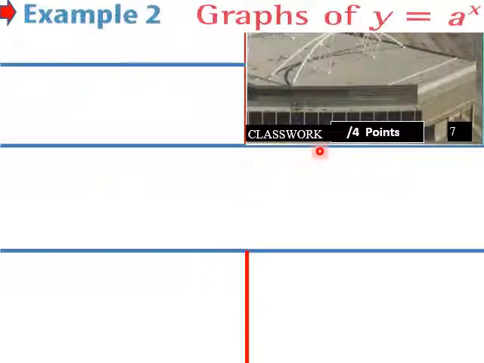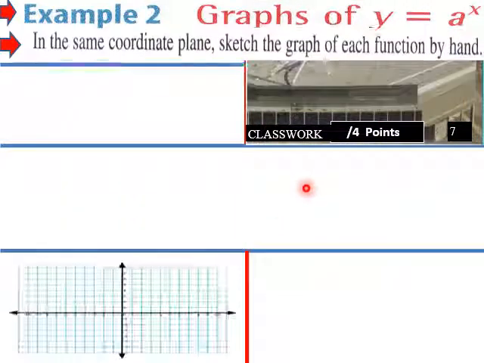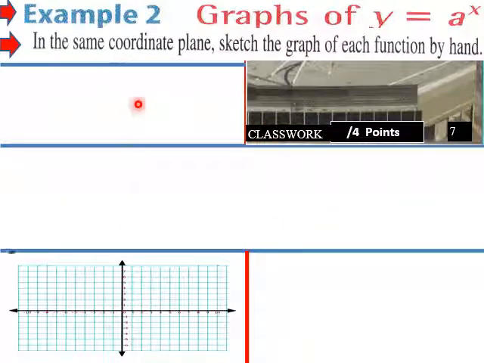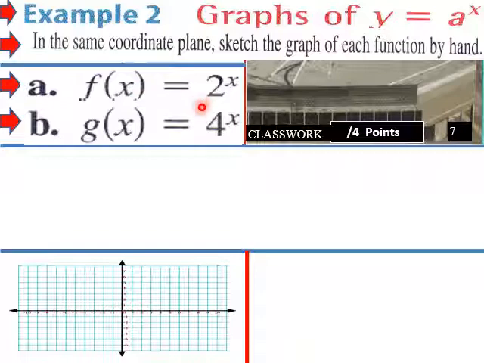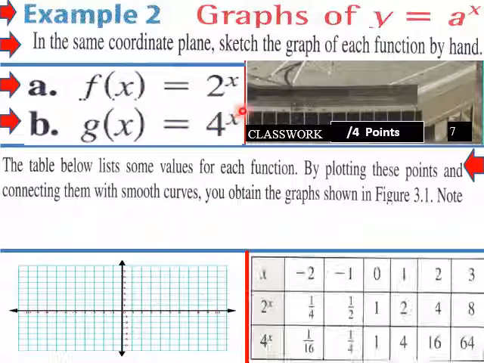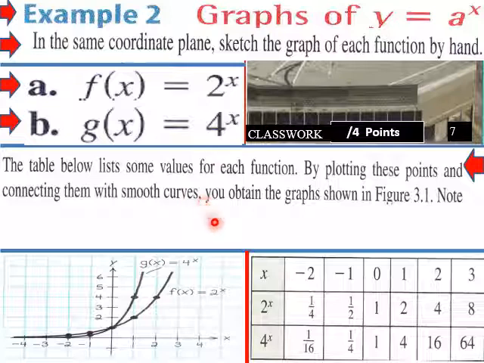Another example here, example 2, graphs of y equals a to the x. In the same coordinate plane, sketch the graph of each function by hand. Okay, so we have f of x equals 2 to the x, and we have g of x equals 4 to the x. So we should have a table here. You should make a table for each of these.